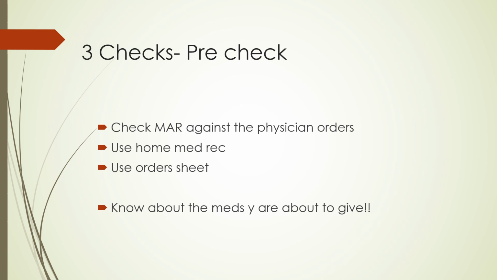Before we do any checks, we need to make sure our MAR is accurate and the provider orders are complete. EMR does all of this for us, with us just needing to check that the orders came in. But in the paper charting world, we have to do this manually. We need to make sure that we check the home medication reconciliation sheet and the order sheets when we check that paper MAR.